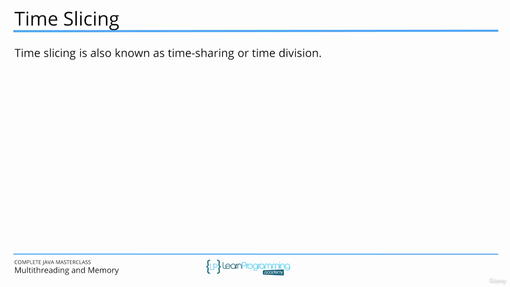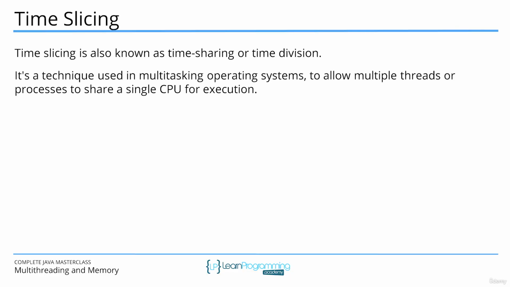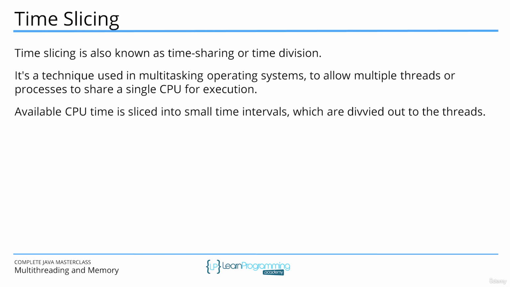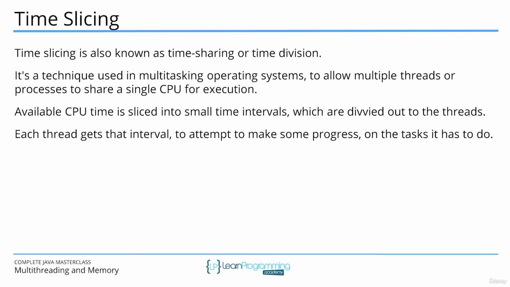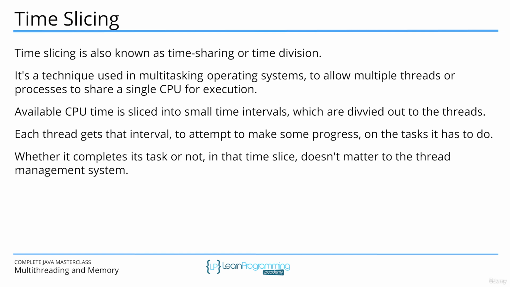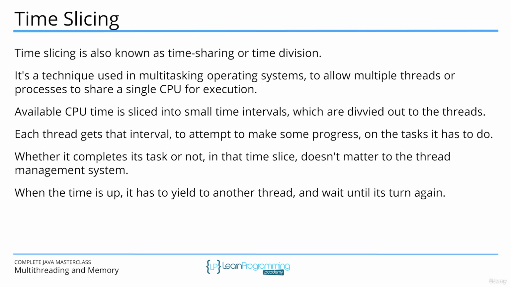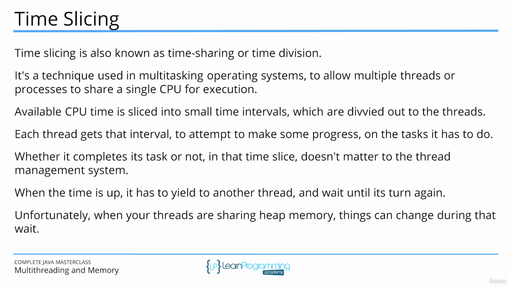Time slicing is also known as time sharing or time division. It's a technique used in multitasking operating systems to allow multiple threads or processes to share a single CPU, or central processing unit, for execution. Available CPU time is sliced into small time intervals which are divvied out to the threads. Each thread gets that interval to attempt to make some progress on the tasks it has to do. Whether it completes its task or not in that time slice doesn't matter to the thread management system. When the time is up, it has to yield to another thread and wait until its turn again. Unfortunately, when your threads are sharing heap memory, things can change during that wait.